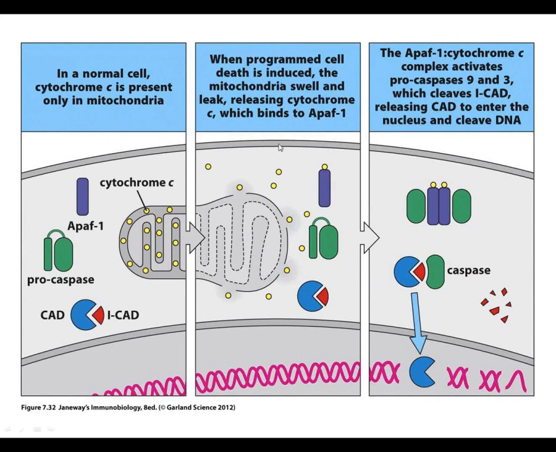Then something called cytochrome C is released from the mitochondria. So this is the intrinsic or mitochondrial pathway. When cytochrome C leaks out, it binds to APAF1, which then activates caspases 9 and 3, and then it goes through the same caspase cascade to start, in a nice organized way, breaking up the cell into small little blebs. So there's no inflammation in this process.